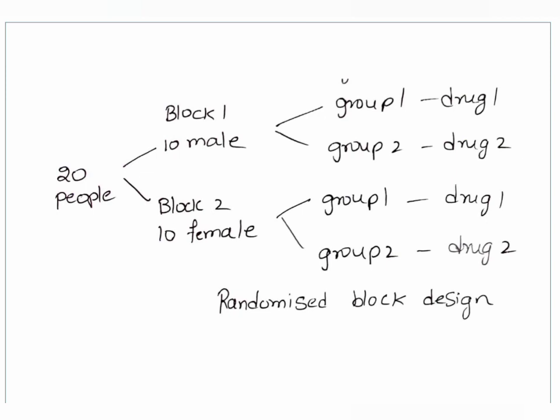In this design, the experimental units are grouped into blocks of similar units. The treatments are then randomly assigned within each block. This design is more efficient than the completely randomized design for comparing multiple treatments, but it is more difficult to implement.